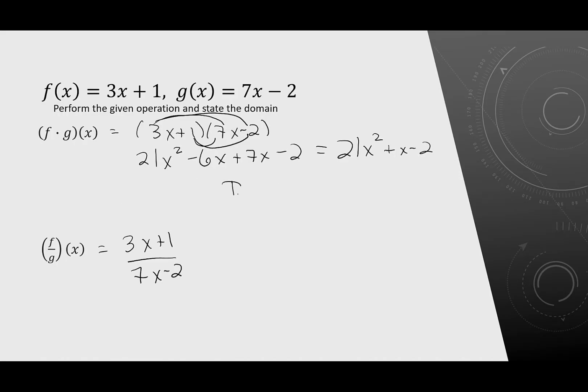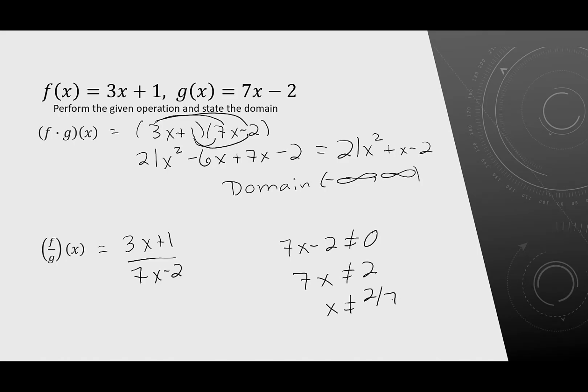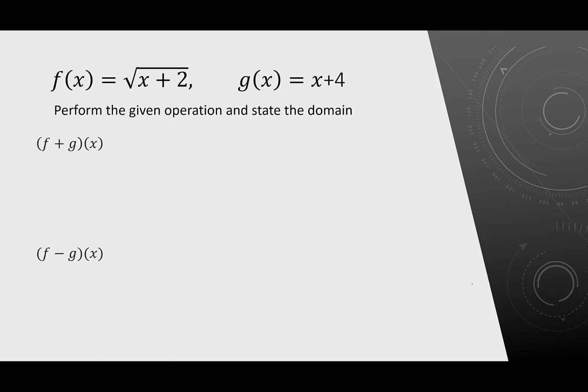For the multiplication, the domain is still negative infinity to infinity. The domain for f over g is different. I want to make sure that 7x minus 2 is not equal to 0. 7x won't be equal to 2, and x will not be equal to 2 over 7. If I write that as an interval, I would say negative infinity to 2 over 7, union 2 over 7 to infinity.